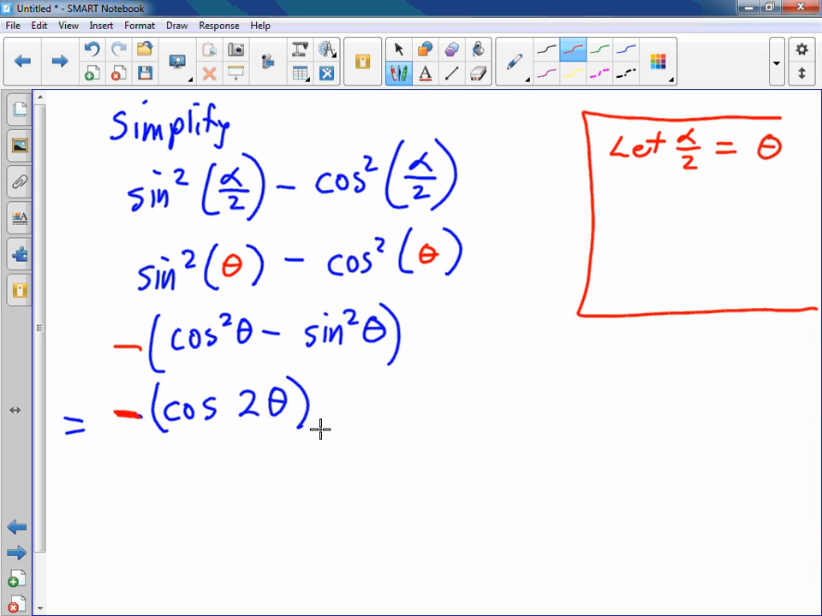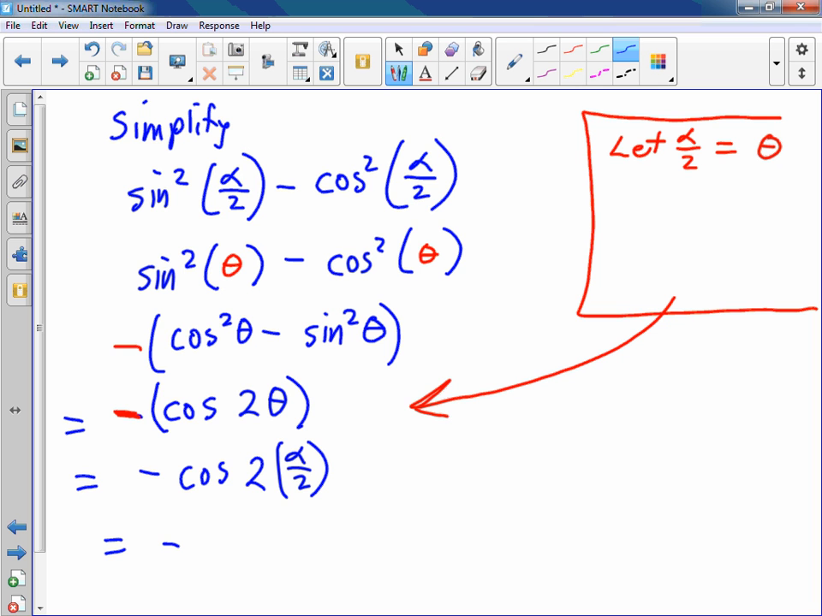which is nice. And then take the opposite sign, and then before you're done, substitute back in what you started with here. So we get equals the opposite of cosine of 2 times alpha over 2. And that equals the opposite of cosine of alpha. And then you're done. Pretty cool. I like that a lot.